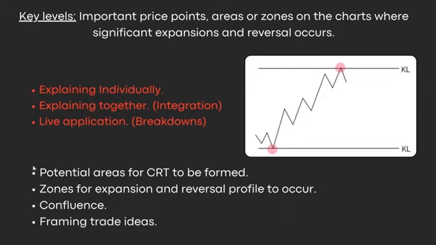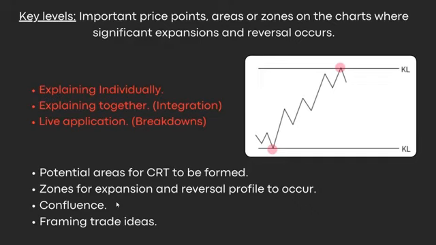Now, key levels have certain characteristics, right? They can serve as areas for potential CRT to be found. They can serve as zones for potential expansion profiles and reversal profiles to occur. They can serve as a catalyst, or you could say a reactant, for expansions to occur, right?